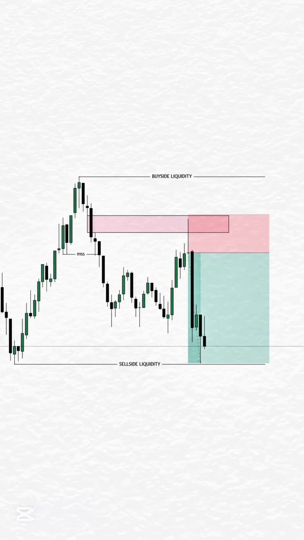This doesn't mean the person who said sell-side is a better trader than the one who said buy-side. Sometimes, no matter how good your confluence or your strategy is, you will still lose.